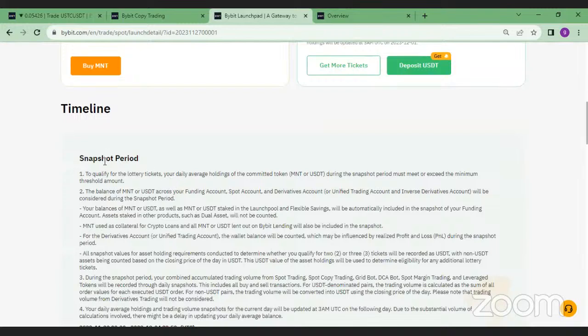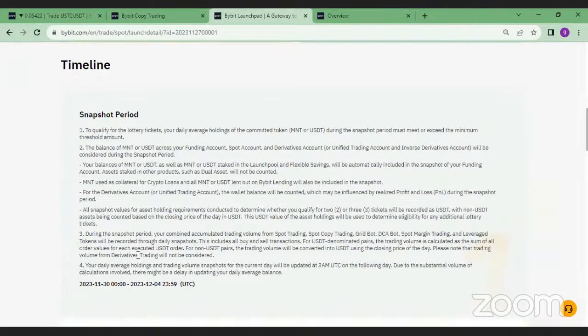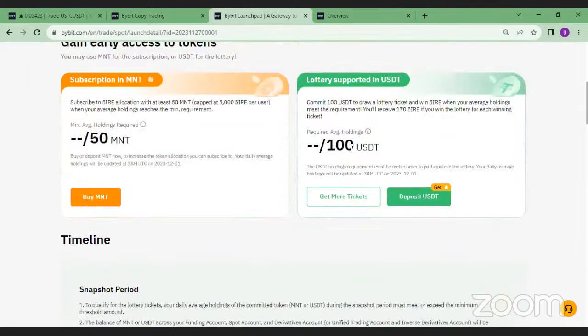If you want to learn more about the rules and regulations, you can get all of this information here. For instance, the snapshot period. To qualify for the lottery ticket, your daily average holding of the committed token, whether you want to do it with MNT or USDT, during the snapshot period must meet or exceed the minimum threshold amount. What is the minimum for USDT? $100. What is the minimum for the MNT token? 50 tokens, all right?